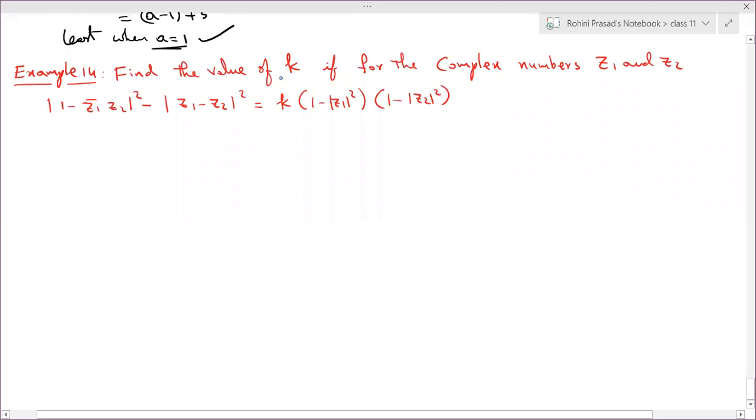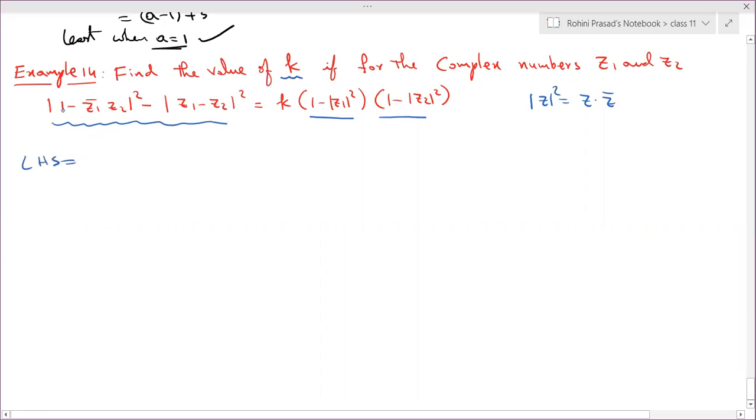The 14th one, they're asking us to find the value of k for which this equation is true. Basically, you calculate the LHS and get the value of RHS in terms of this into some number, and find out that number. For this kind of calculation, mod z whole square, you can't use just the a minus b whole square formula because the modulus is there. That's why we are going to use this formula, mod z square equal to z into z bar. If you use this formula, then the calculation will be easy.